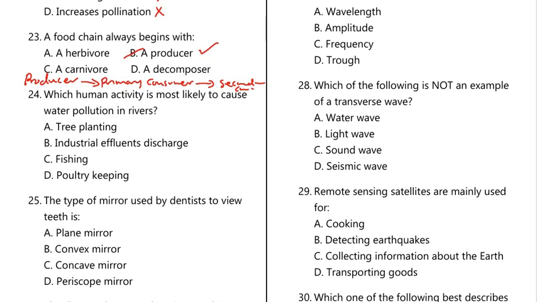24. Which human activity is most likely to cause water pollution in rivers? Tree planting cannot cause any pollution. Industrial effluent discharge, yes, that can cause pollution in rivers. Fishing, no. Pet keeping, no.